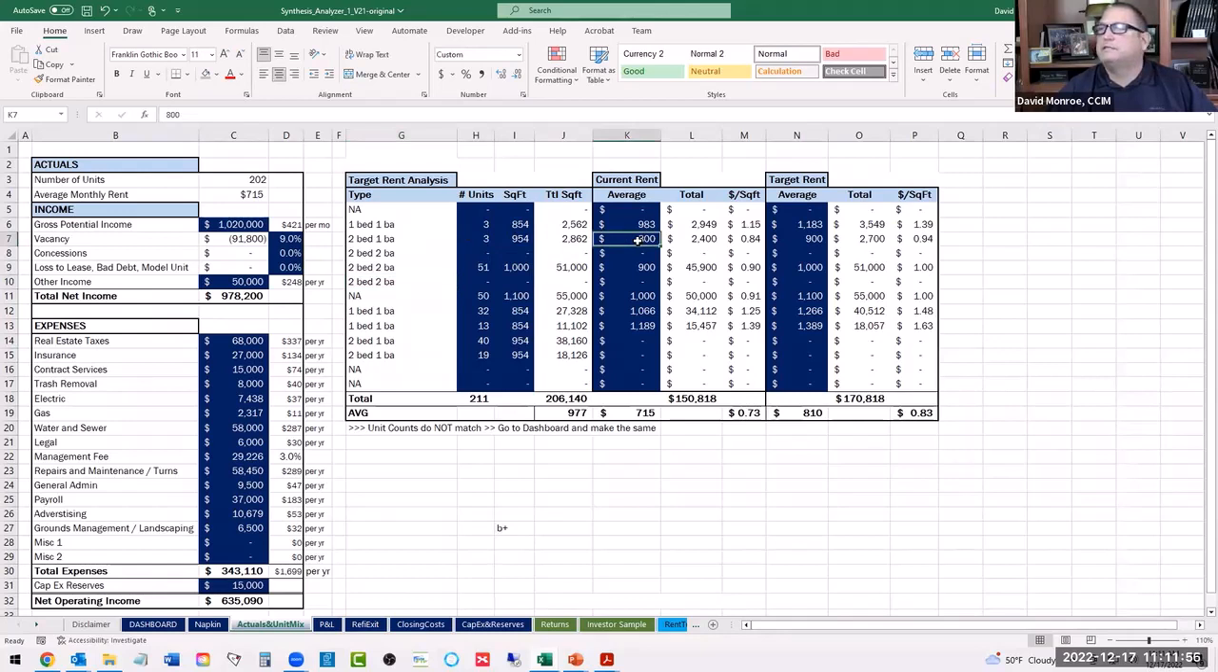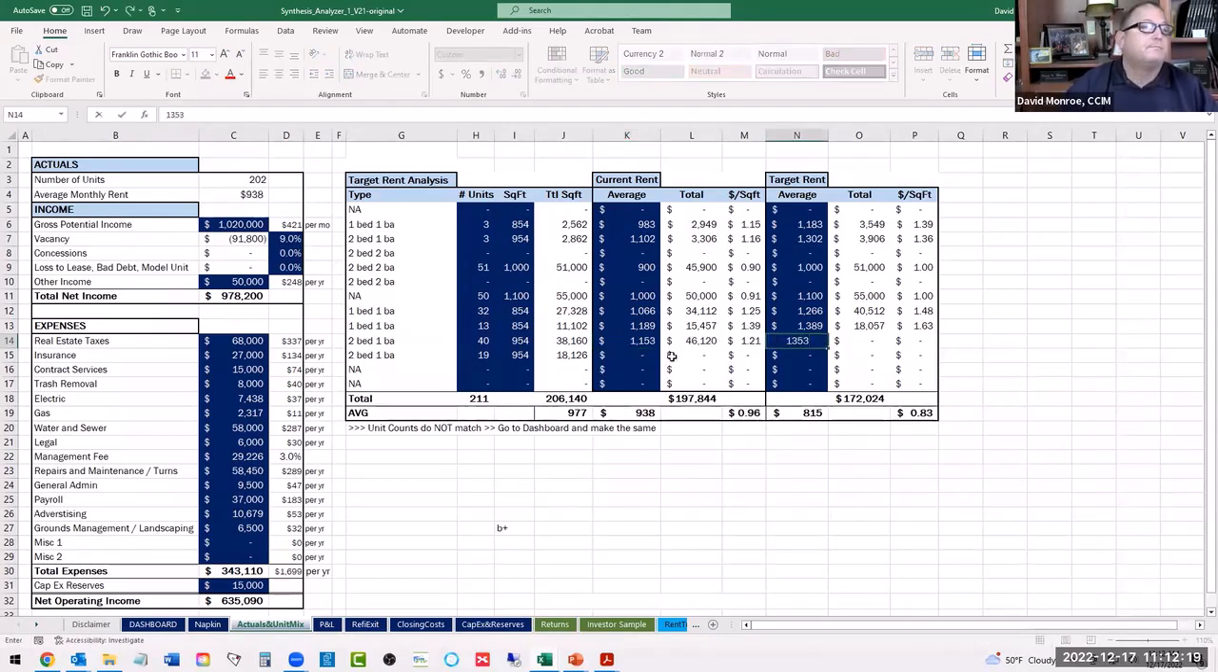So rent on the 2-1 is 1102, 1302. And on the next one, it is 1153, 1353. And on the last one for the 2 1s, 1311, 1511. All right, one more to input. The 2 bed, 2 bath.